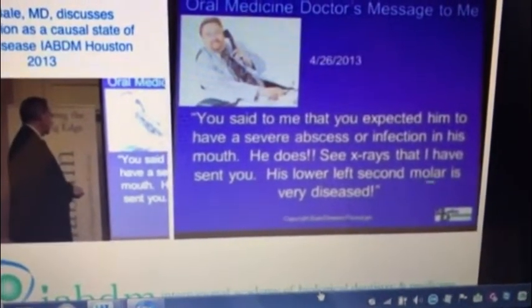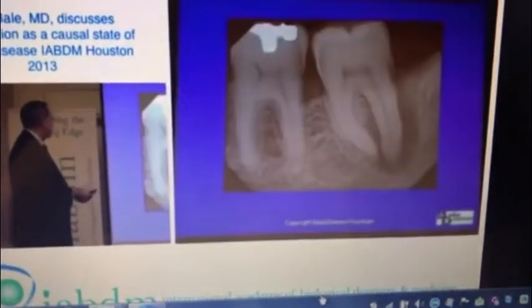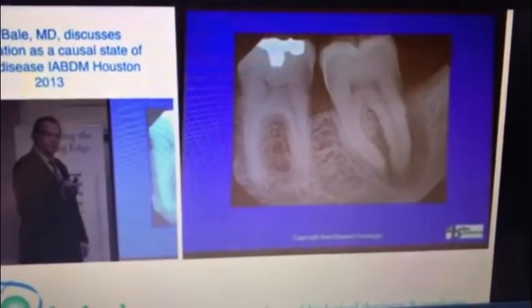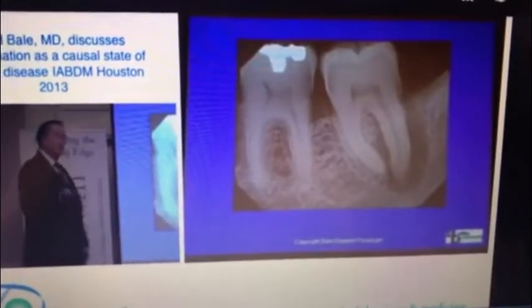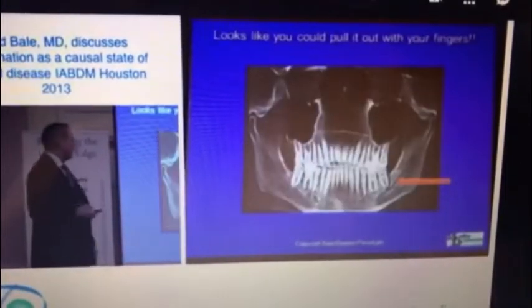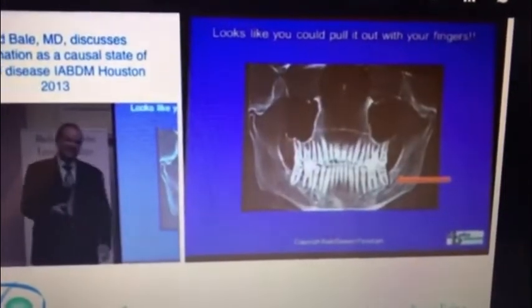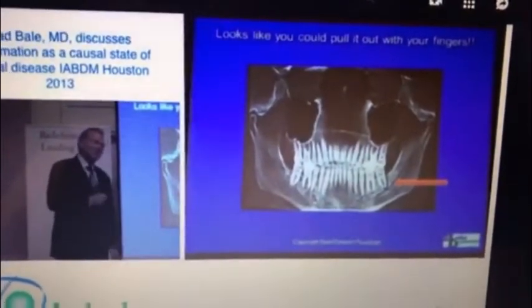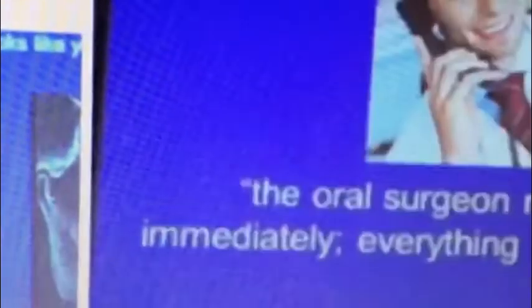His lower left second molar is very diseased. You see that? He sent me these pictures. I called him back and said, hey, I think I can pull that one out. Hardly anything holds it in there. So I don't think you even need pliers for that one. But he got him into the oral surgeon that day.